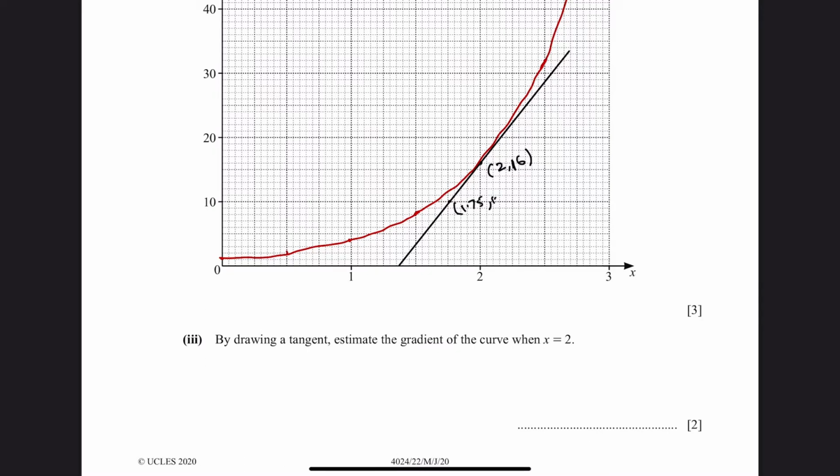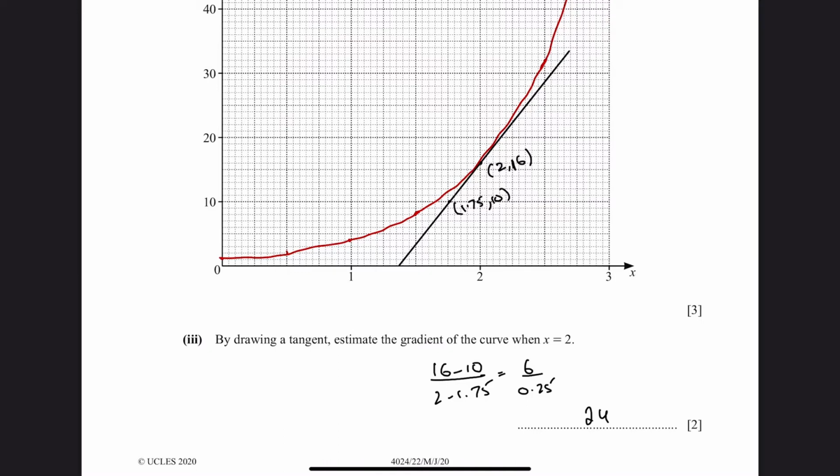(1.75, 10). I'm going to use those: 16 minus 10 over 2 minus 1.75. 6 divided by 0.25, and that should give me 24. Okay, 18 to 27 is an acceptable answer for this part. Any number between 18 and 27.